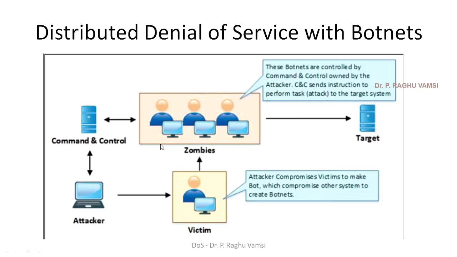That means if multiple compromised nodes start performing denial of service on a single target, it is said to be a distributed denial of service. In the case of denial of service, the attack is one to one, one attacker to one target. In the case of distributed denial of service, there is one attacker who sends a command to the command and control device. That device selects the list of compromised nodes under the attacker's control and instructs the zombies to launch the DoS on the target. So this is the style of conducting distributed denial of service using botnets.